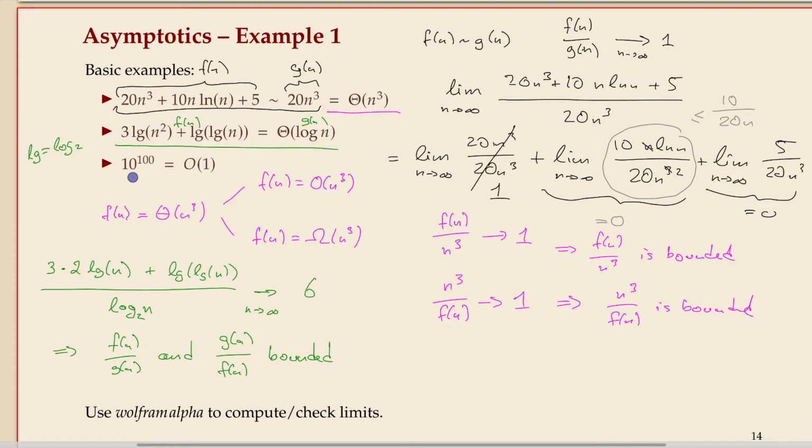That's a humongous number, probably about the size of the universe in some measures. The number of protons in the universe is probably less than that. But it's still a constant, so it's O of 1, because if you divide 10 to the 100 by 1, that's still bounded by 10 to the 100.